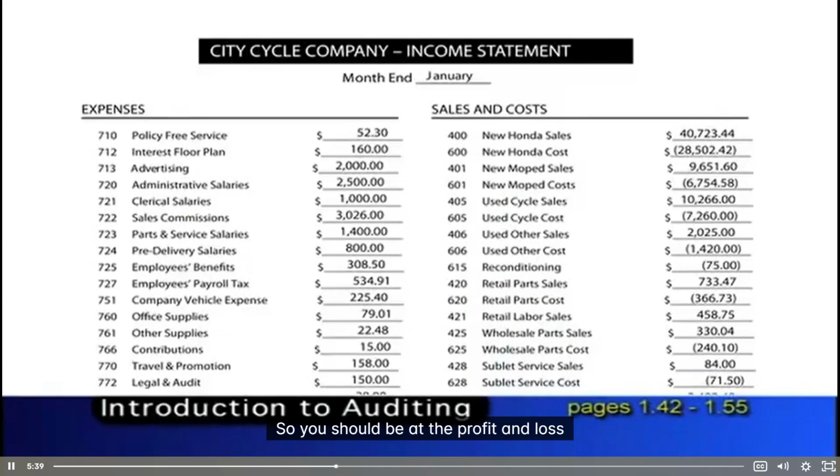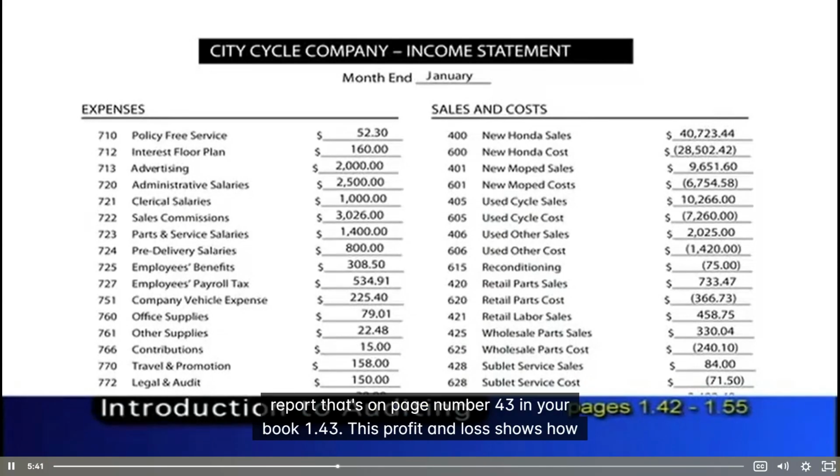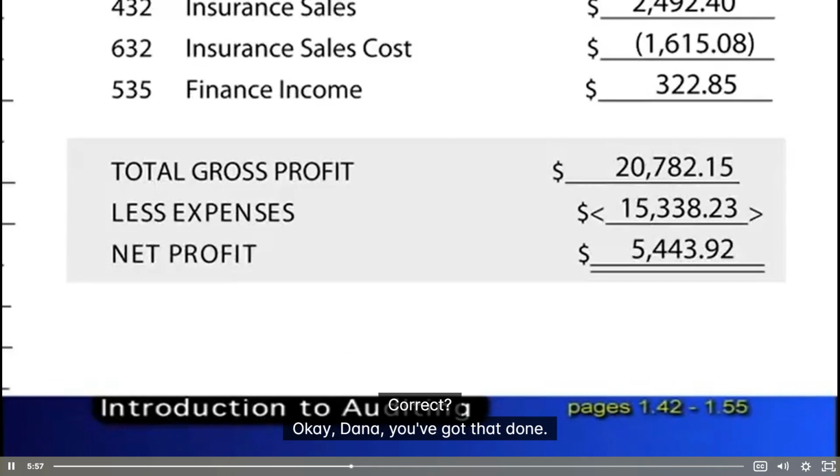So you should be at the profit and loss report that's on page number 43 in your book, 1.43. This profit and loss shows how much money your company has supposedly been profitable so far, correct? Okay, Dana, you've got that done. How much profit do you show? $5,443.92. $5,443.92. Are you happy with that number?